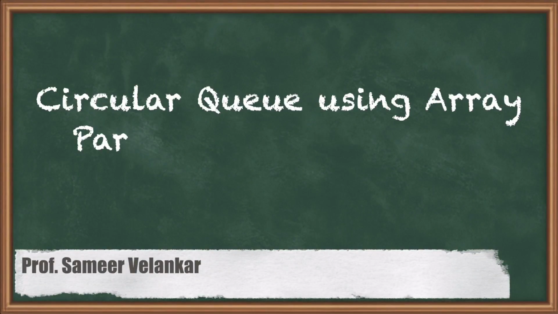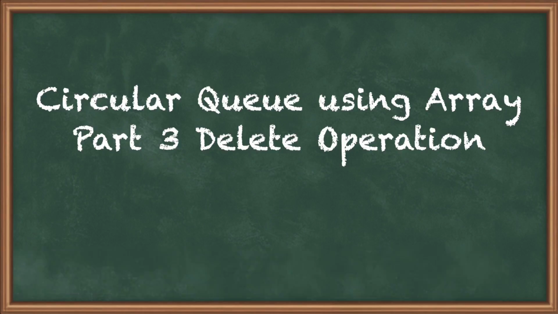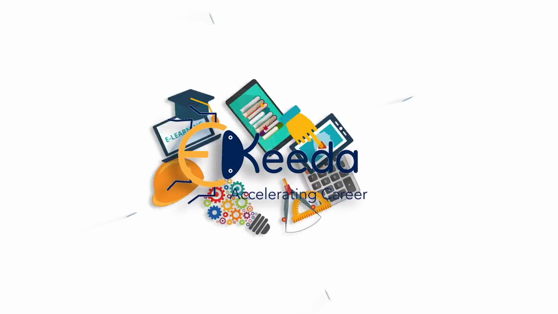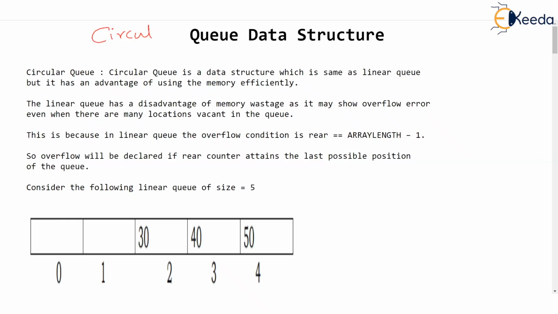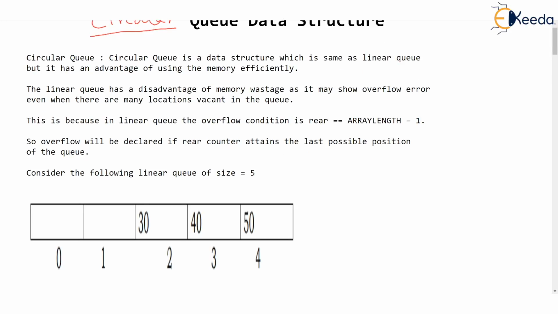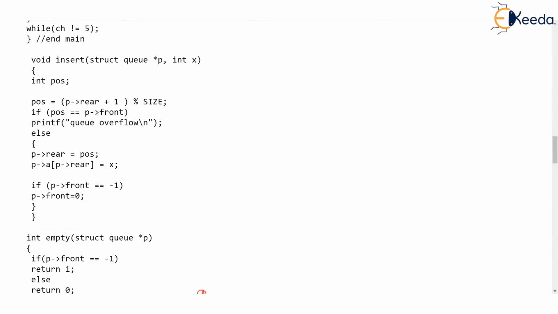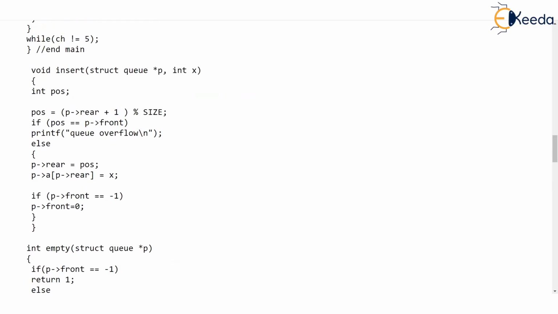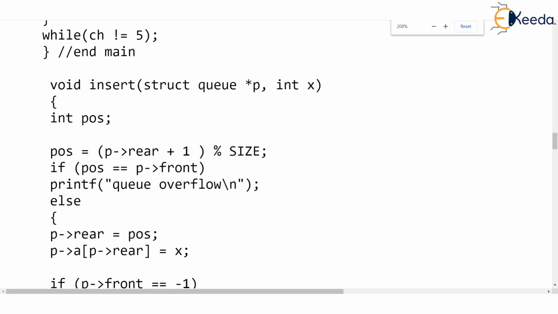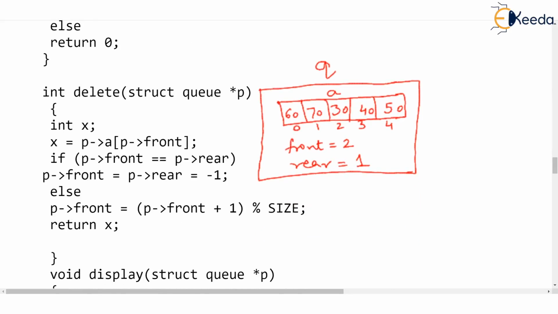Hello, dear students. Let's continue our discussion on circular queue using arrays. Just in the previous video, we saw in big detail how to insert a new value in a circular queue. We saw a function called insert, correct? And now in this video, we will see how to delete a value from a circular queue.